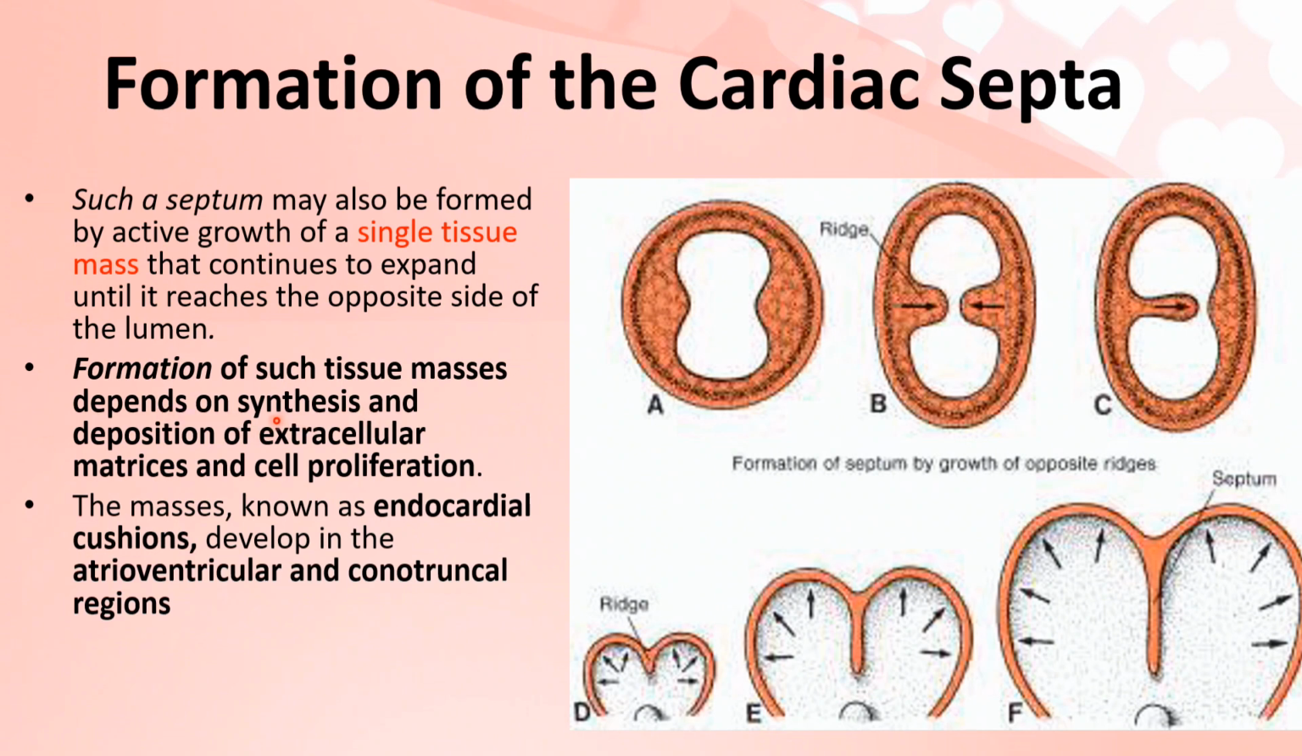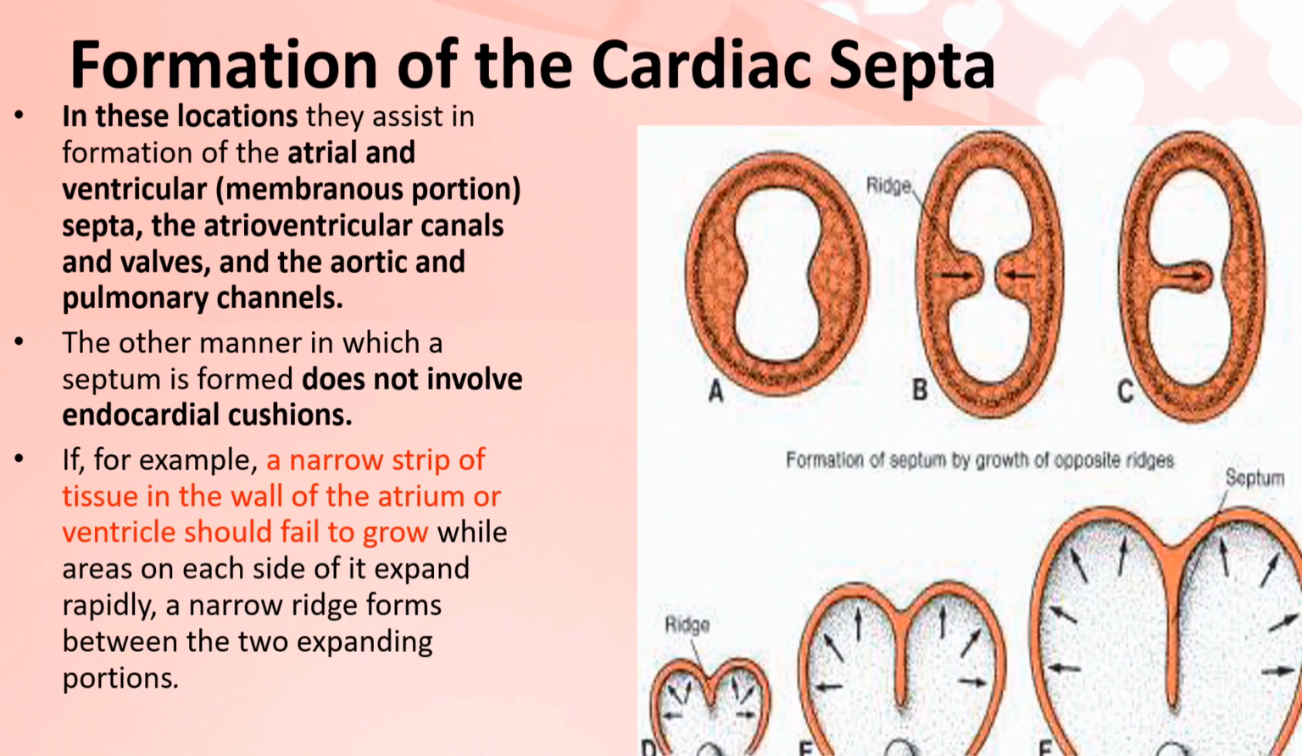So the formation of such tissue masses depends upon two factors. First, there is synthesis and deposition of the extracellular matrix. Second, there is cell proliferation and migration from the endocardium into these actively growing areas. In these areas, the newly synthesized and proliferating cells are covered by the extracellular matrix and protrude into the cavities.